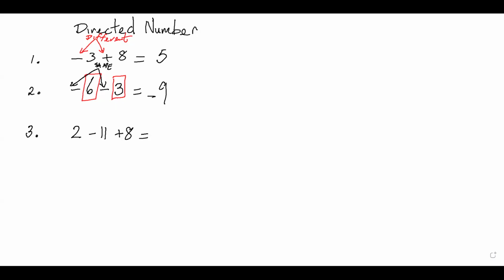Let me help people. This is 2 minus 11. Now the 2 is positive and the 11 is negative. So this is different. Different signs mean to subtract. So this is negative 9 plus 8. Trinity, take a bow. You're not easy. Take a bow.